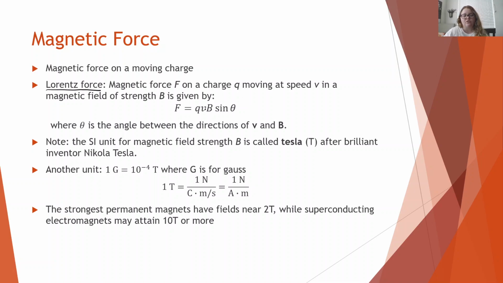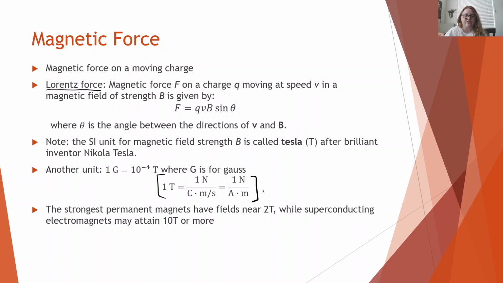F is equal to QVB sine theta, where theta is the angle between the velocity vector and the magnetic field vector. We also need to note that the SI unit for magnetic field strength, B, is called Tesla. Not Tesla the company, Tesla after the inventor Nikola Tesla. Another unit that we sometimes use is a Gauss, and 1 Gauss is equal to 10 to the negative 4th Teslas.